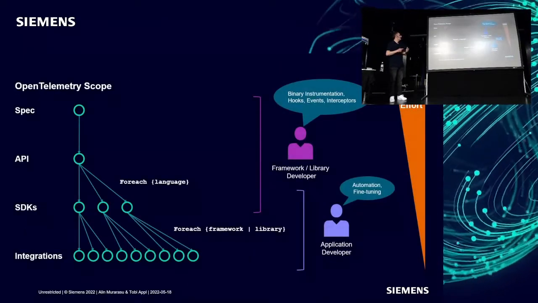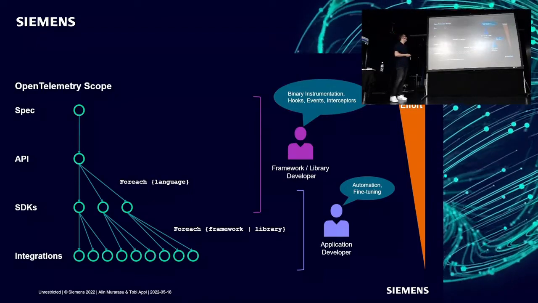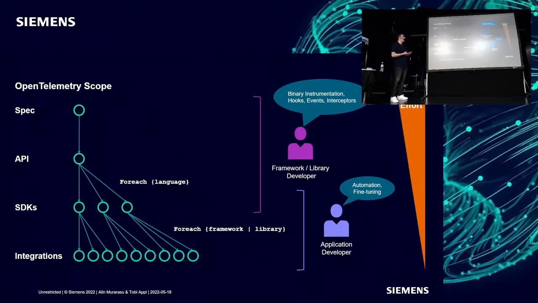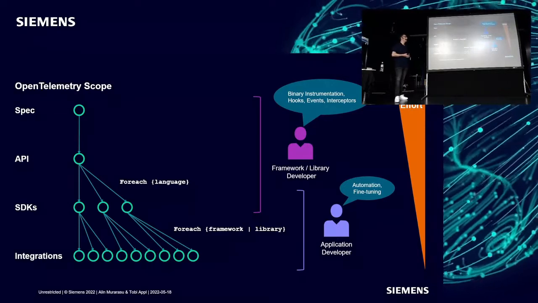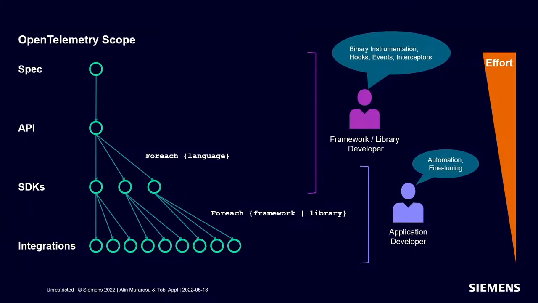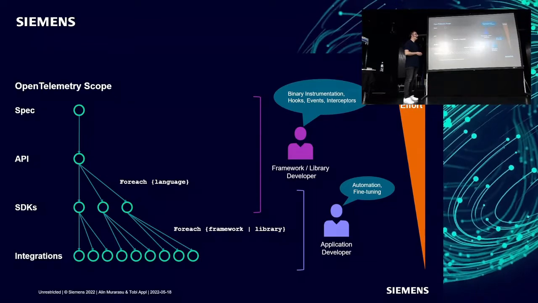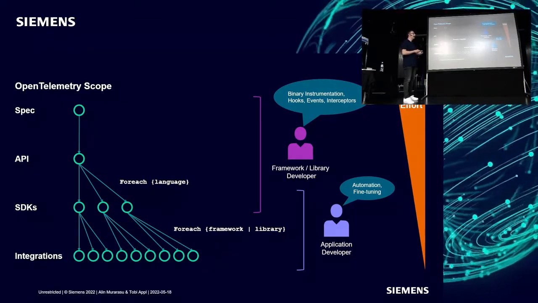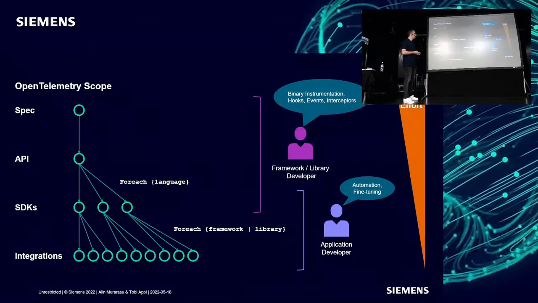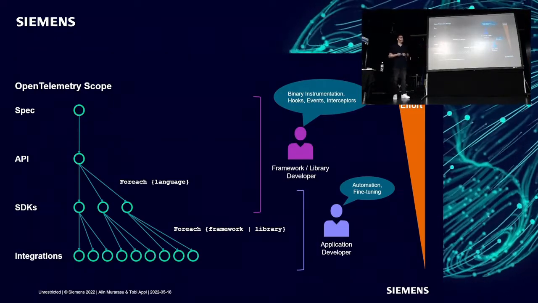And to talk a bit about the scope there, so what do you really see when you look at this standard, right? I mean, we see specifications, we see APIs, and then there is a very nice multiplication effect that we have to take into account there. For every language, there is an SDK, and then for every framework library, there are integrations or instrumentations. What is really nice is that as application developers, we want to focus more on automation, maybe a bit of fine-tuning. So the effort for us will be pretty low because, for all those frameworks and libraries we are using, or most of them, this OpenTelemetry should come out of the box.